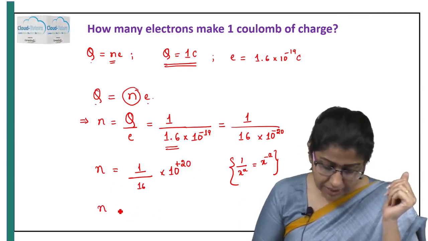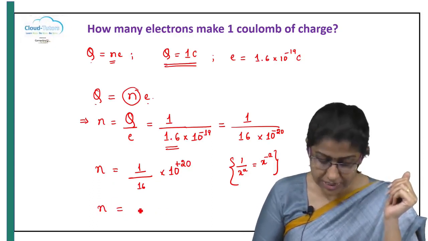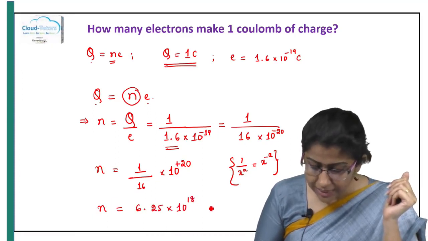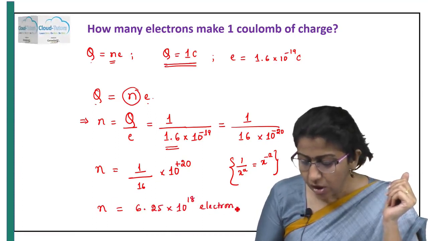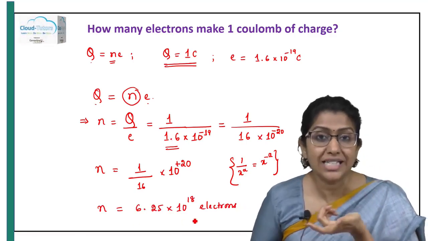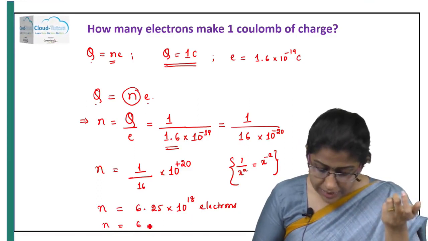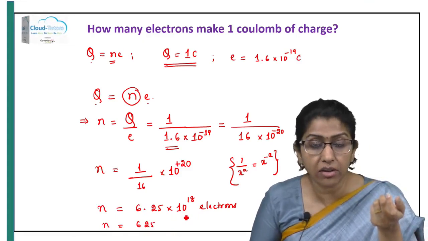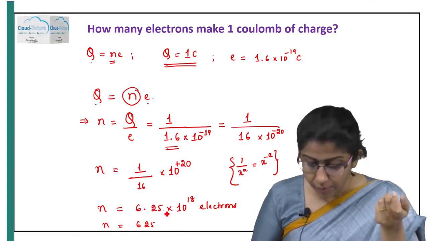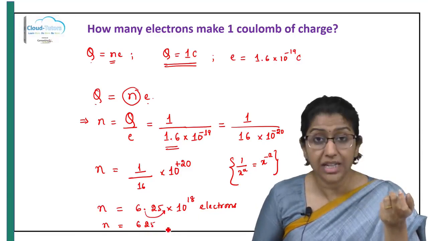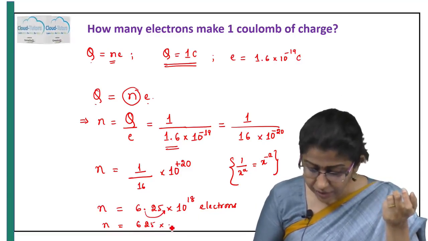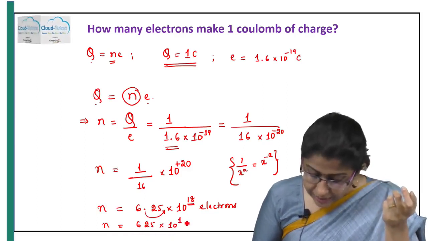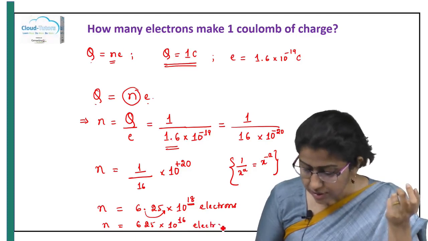If I simplify this, I get a number like 6.25 into 10 raised to plus 18 electrons. Now I cannot write the number of electrons in terms of decimals, right? So this will be 625. I move the decimal point 2 digits, so I get 625 into 10 raised to 16 electrons.